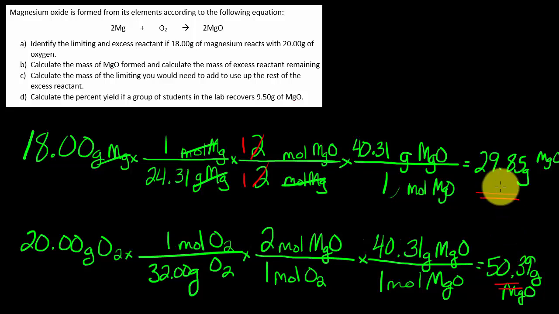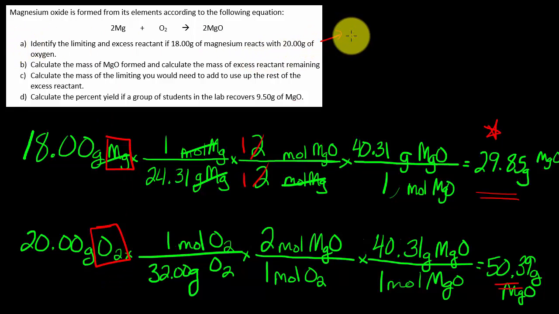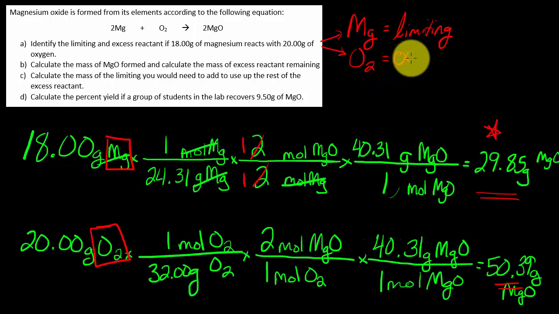50.39 grams. So the limiting reactant is whichever reactant produces the least amount of product. And in this case would be 29.85 grams of magnesium oxide. So our limiting reactant is the magnesium and our excess reactant is the oxygen. So for part A, magnesium is the limiting reactant, and oxygen is the reactant that is in excess.